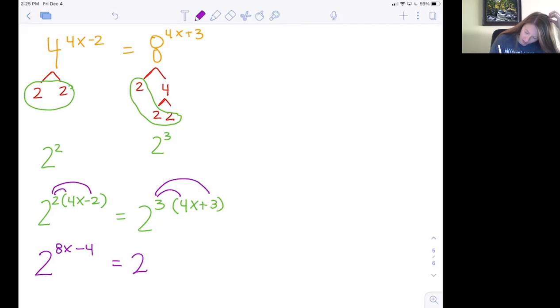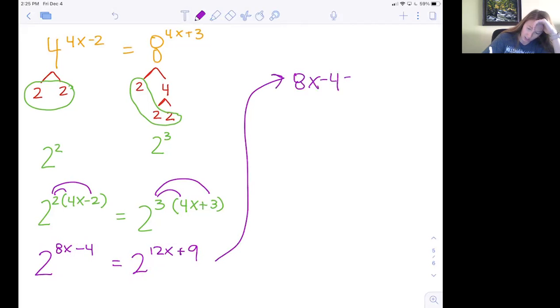So I've got 12x plus 9. Okay, now I've got it where my bases are the same. So now I'm just going to set these top parts equal to each other. So I'm just going to have 8x minus 4 equals 12x plus 9. And now I'm just solving this equation.